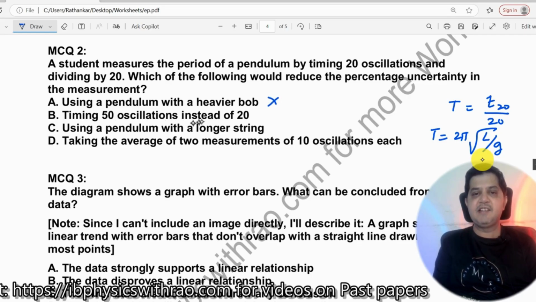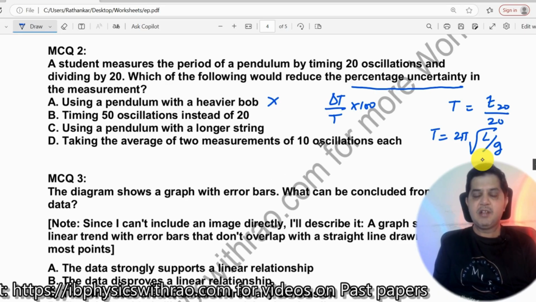Timing 50 oscillations instead of 20. Now let us understand what the question is. It is percentage uncertainty. What is percentage uncertainty in time period? This should be delta T by T, multiplied by 100, right? When can this value be smaller? It can be smaller when delta T is smaller or when T is larger.